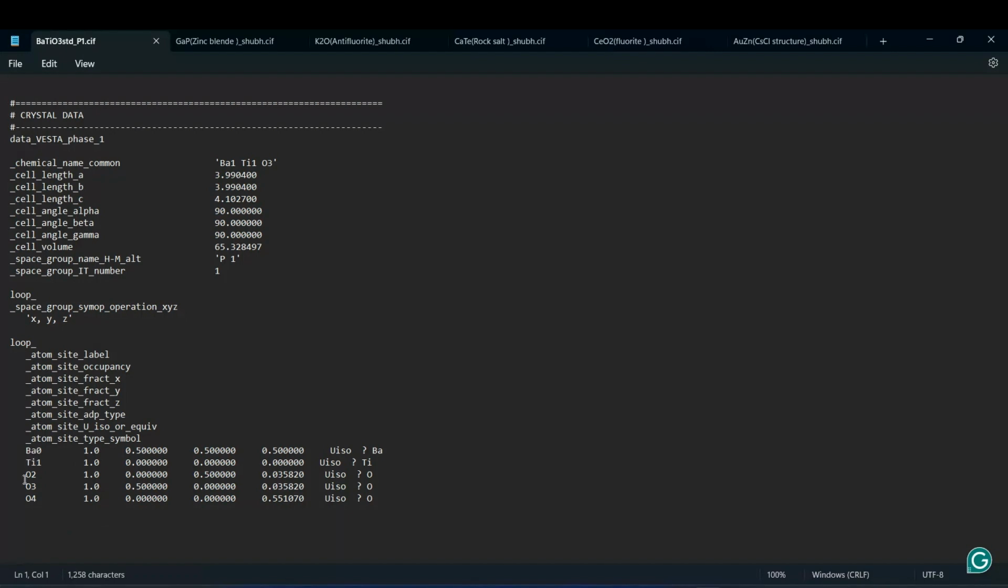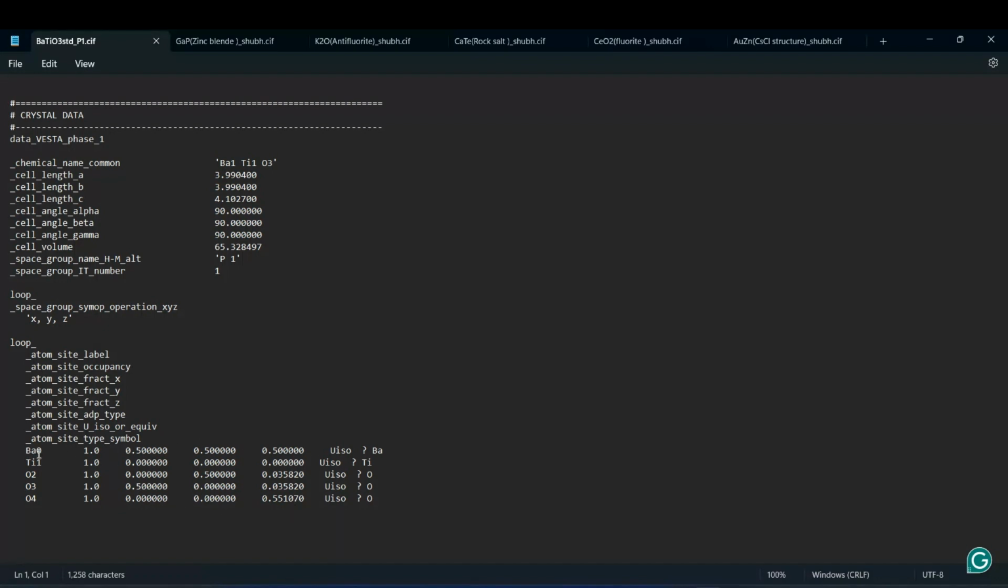So these are the percentage occupancies we have for barium, titanium, and oxygen. This is how much percentage of their volume they occupy, so in total they are occupying fully. And these are the x and y coordinates, based on which the location in the unit cell is provided.